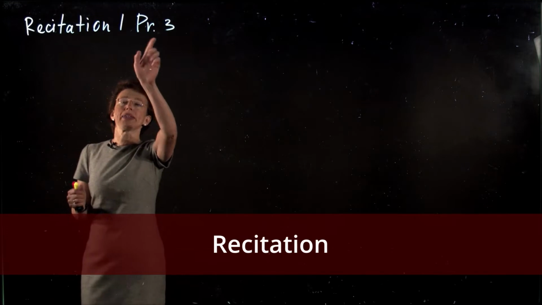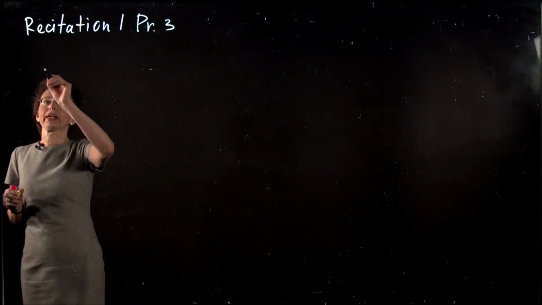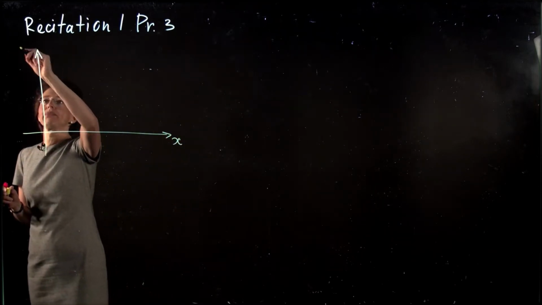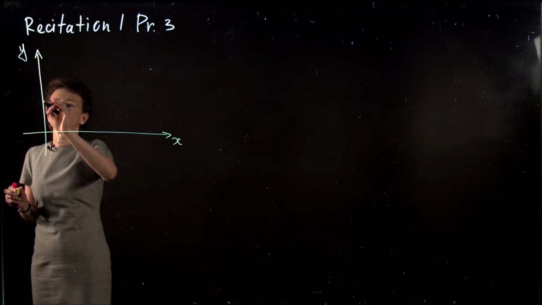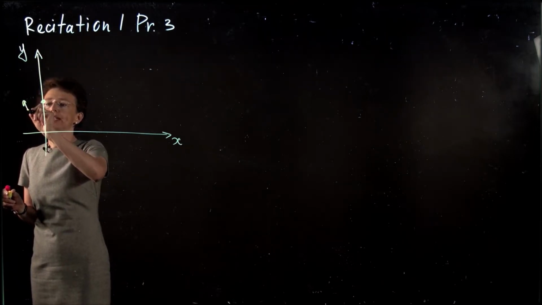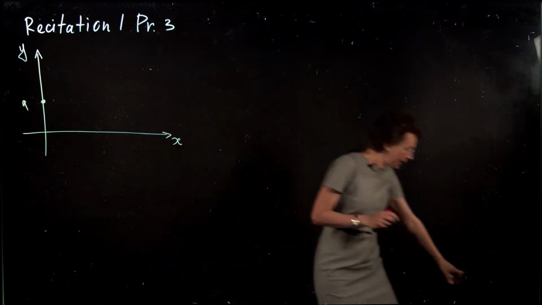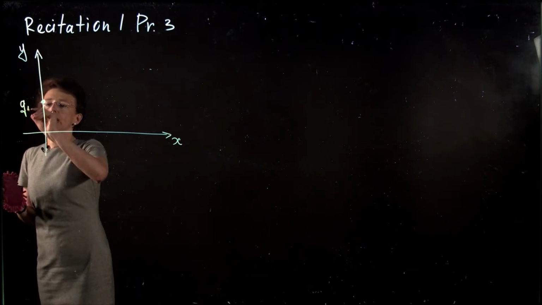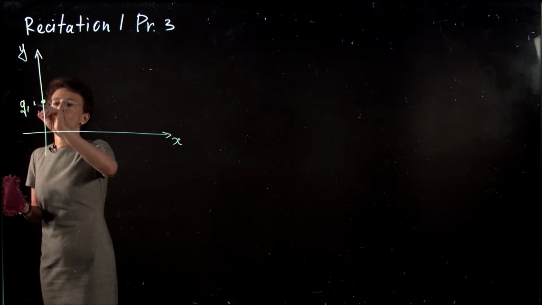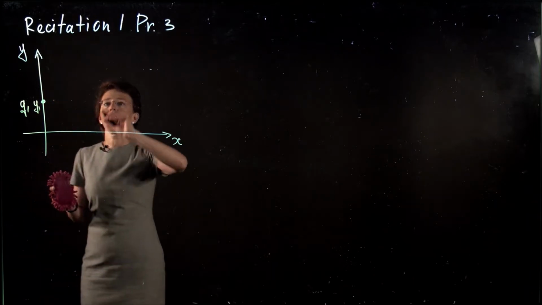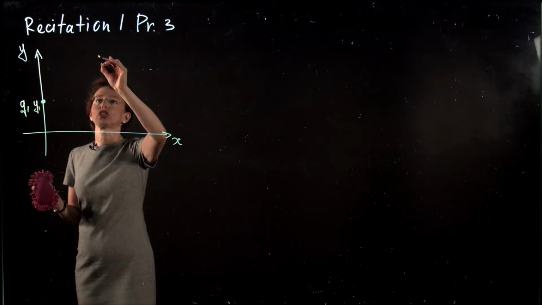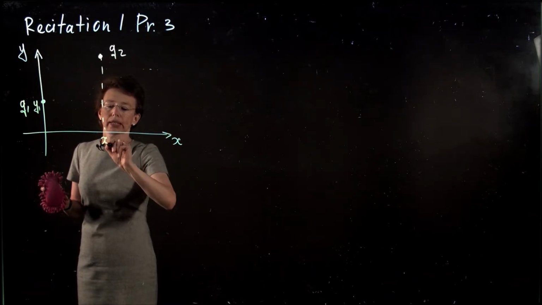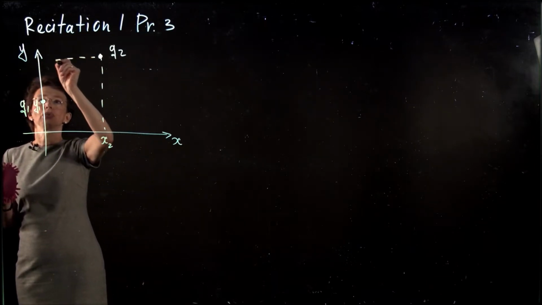This is recitation 1, problem 3. For problem 3, we will have 3 charges in an x and y coordinate system. Charge q1 will be located at x1, y1. We will have charge q2, a positive charge, that will be at point x2, y2.